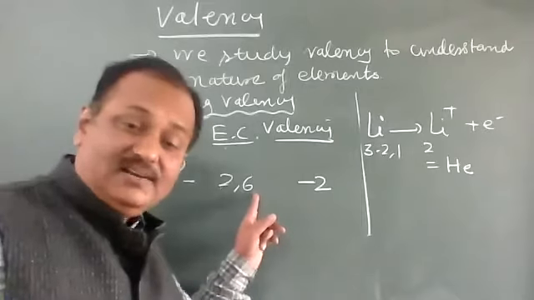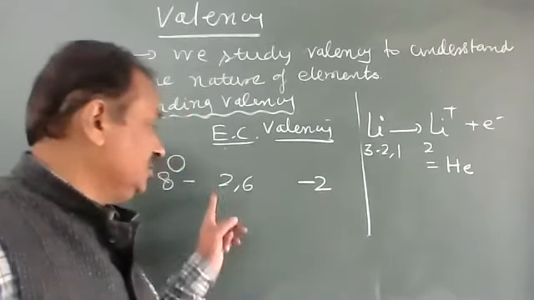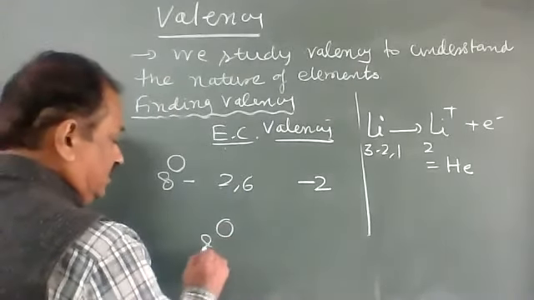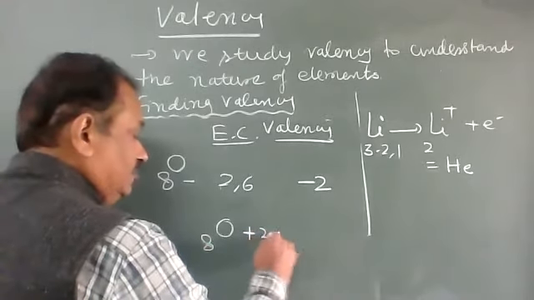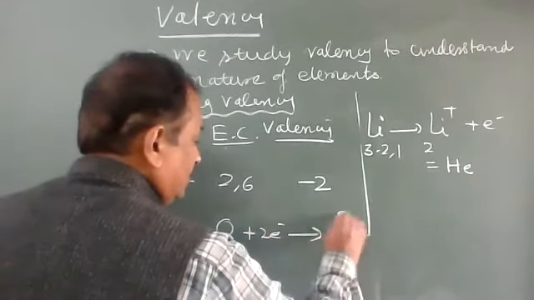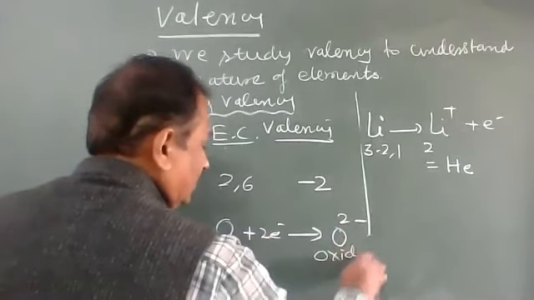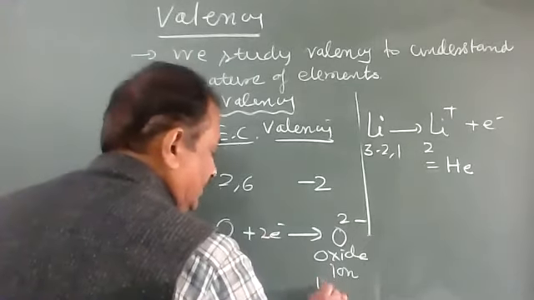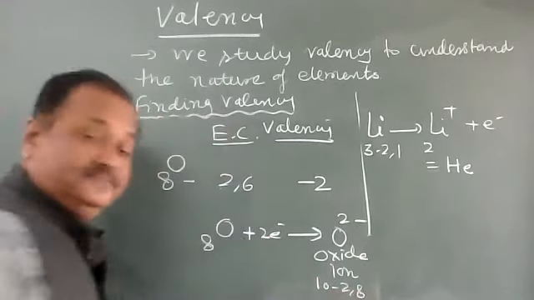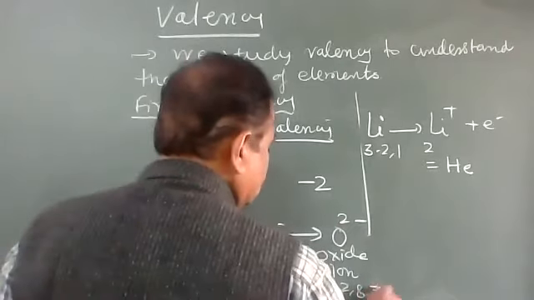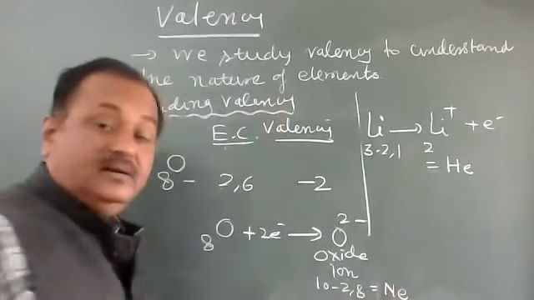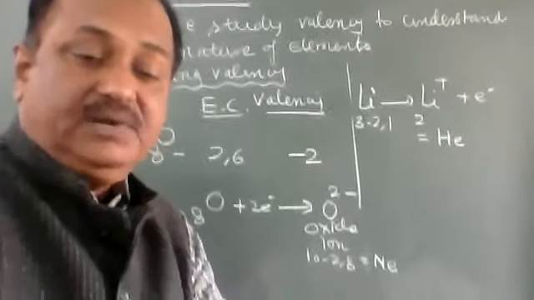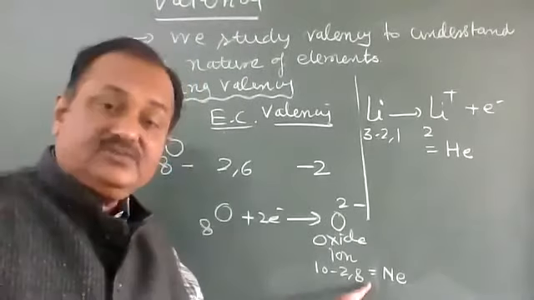So it is easier for the oxygen to gain 2 electrons. So it will gain 2 electrons, and there is formation of this ion. This is called the oxide ion, and here the atomic number will be 10, configuration 2 and 8. Here it will become equal to neon. Neon is the next noble gas.